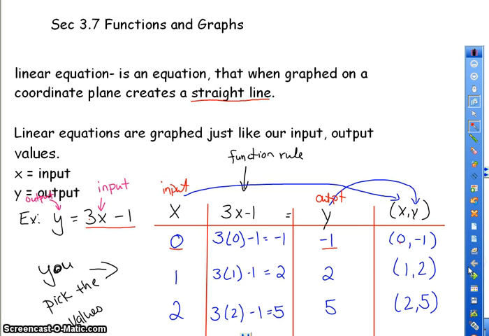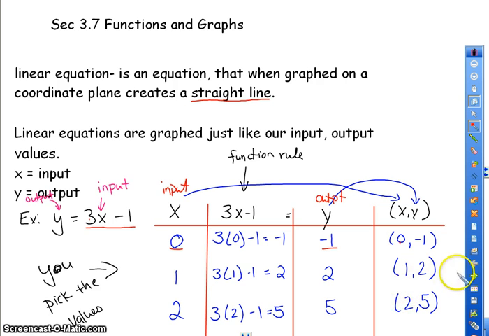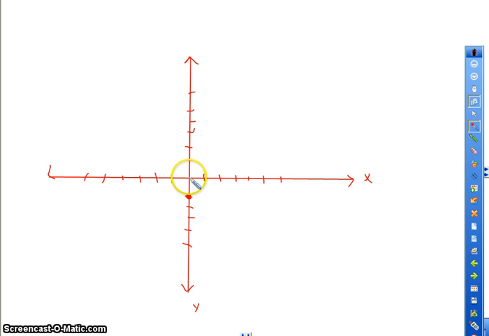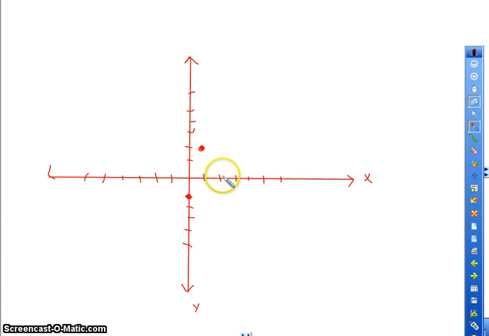Okay, and my ordered pairs were 0, negative 1. So I start at the origin, go over 0, down, negative 1. And then I have 1, 2. Go over 1, up 2. And finally 2, 5. So go over 2, up 5. Then like I said before, when you plot or when you connect your dots, they should create a straight line.